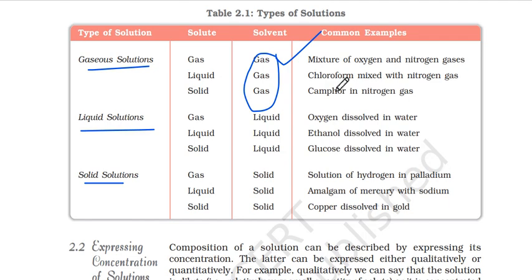So then we have a mixture of oxygen and nitrogen. Then liquid in gas means chloroform with nitrogen gas. Solid in gas means camphor and nitrogen gas. Then for the liquid solutions, we have gas in liquid, oxygen in water. Then similarly, ethanol in water. Then glucose in water. For solid solutions, we have solution of hydrogen in palladium. Amalgam of mercury with sodium, because mercury is a liquid in a solid. Then copper dissolved in gold.